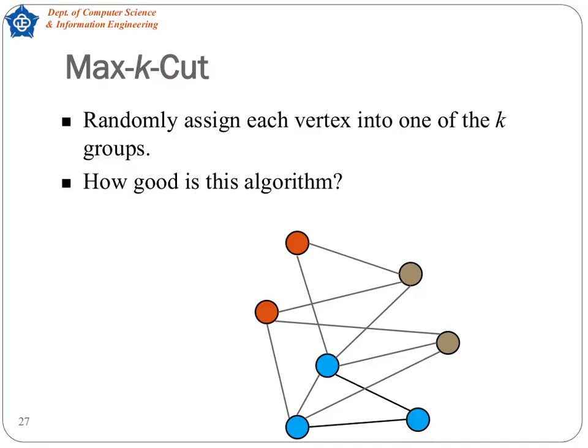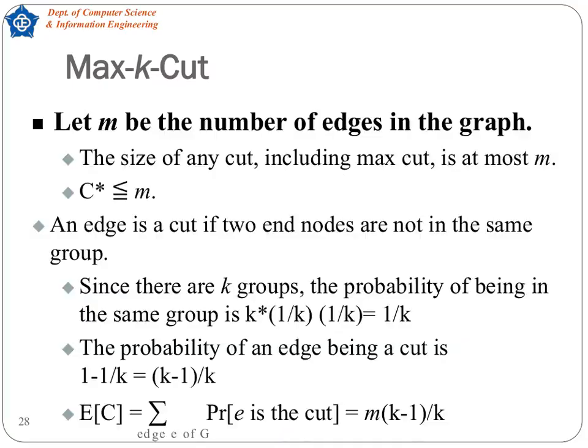How good is this algorithm, really? So, how good is this algorithm exactly? To understand its performance, let's first go through some key definitions and probabilities. First, let's define m as the total number of edges in our graph. It's important to note that the size of any solution, including the maximum possible cut, which we denote as C star, will always be less than or equal to m. This makes sense, as you can't have more cut edges than there are total edges, right?